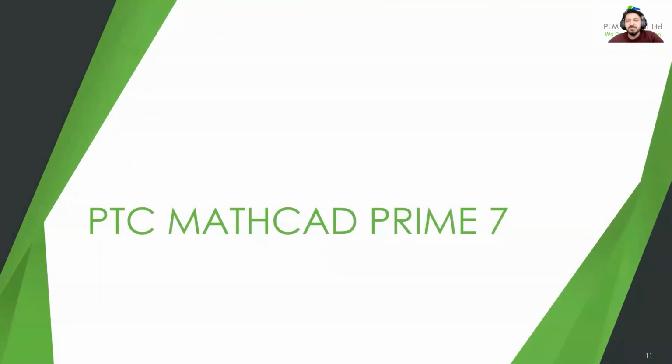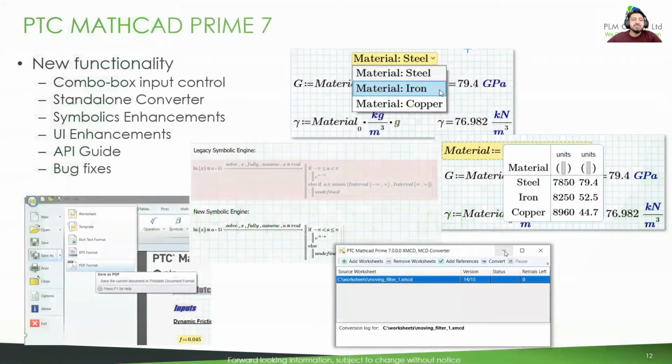So let's get into the main piece about what today is about, which is the new version. What's new in it? What does it entail? What's different? So Mathcad Prime 7 has some new functionality introduced. You have a new combo box input control, which can be placed anywhere in your calculations. A new key thing, which is the standalone converter, which we'll talk about later. Symbolics enhancements, UI enhancements, and a lot more API guides to help you work. And there have been some added bug fixes.